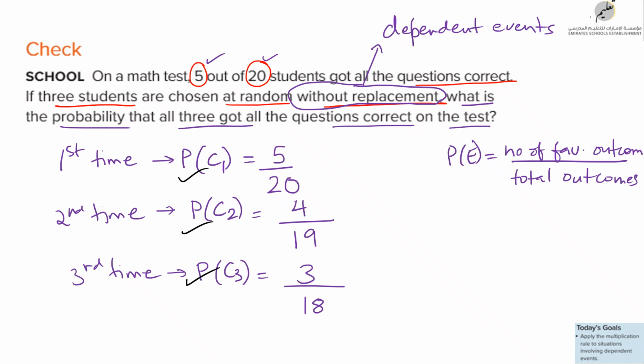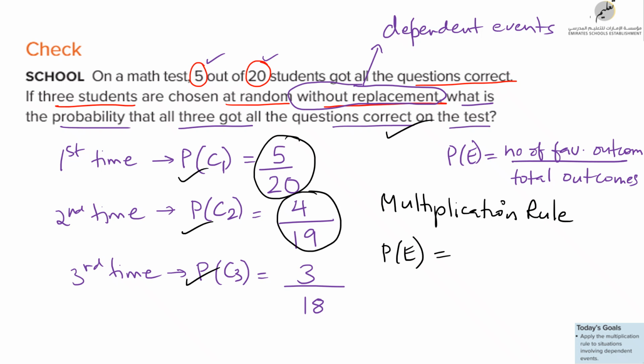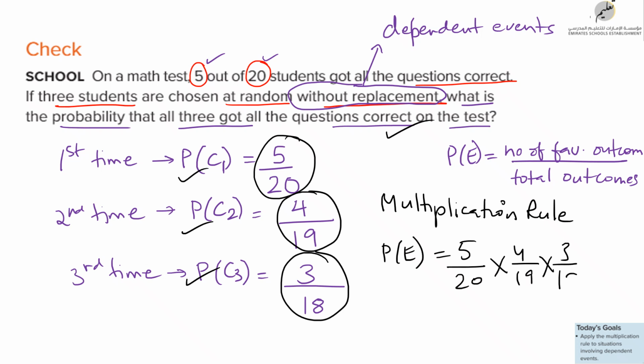But now we have to use which rule? Multiplication. Yes, because it is a dependent event and we will do conditional probability. So the probability that all 3 got the correct answer is to multiply these 3 numbers: 5 over 20 multiplied by 4 over 19 multiplied by 3 over 18. So use your calculator, do the multiplication and you will get a simplified fraction. You may also convert to decimal or to percentage. All are going to be the correct answer.